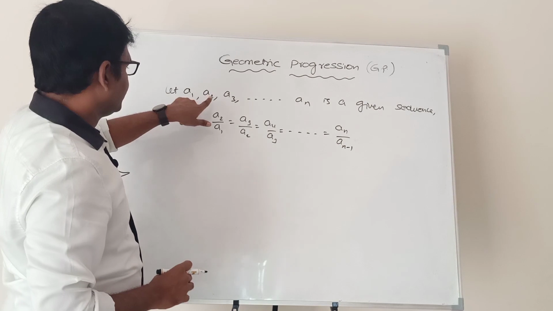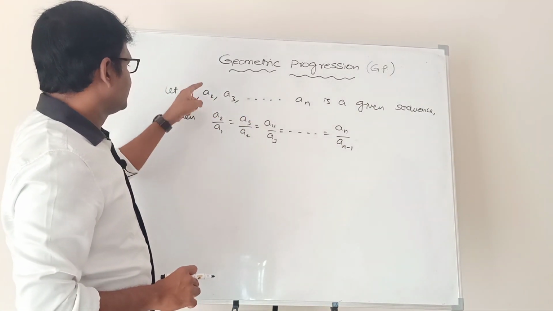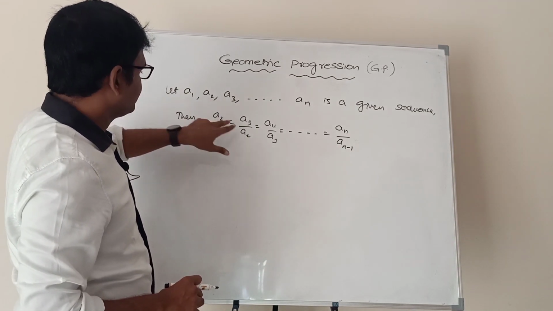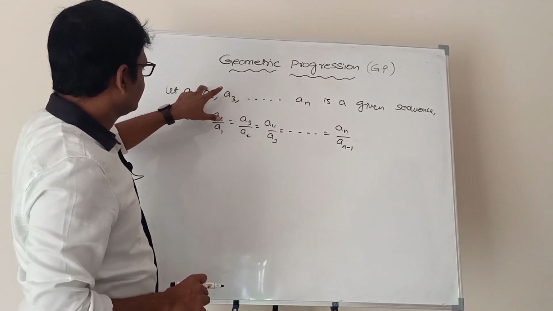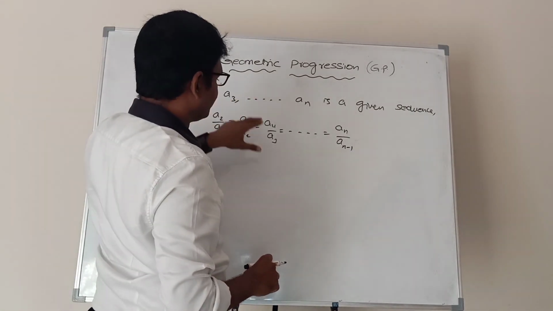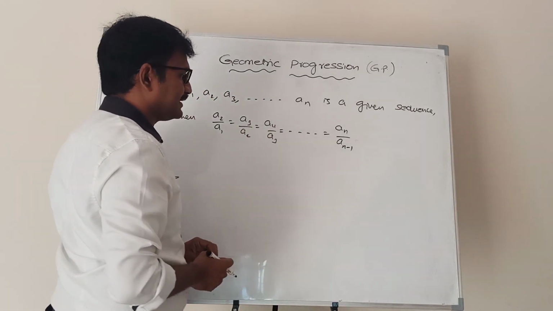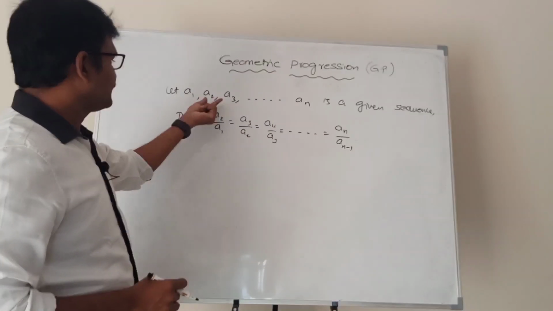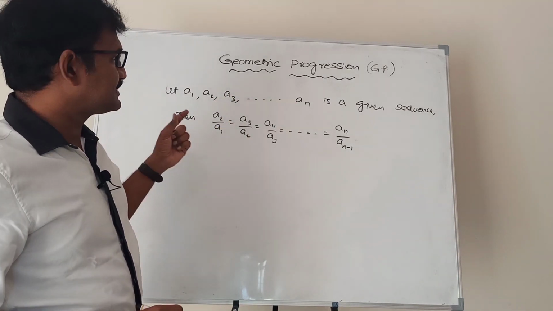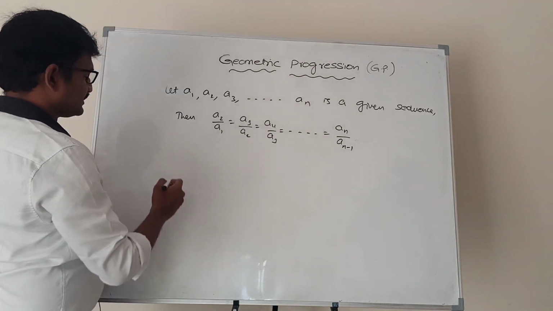See, A1, A2, A3, so on, AN is a given sequence. The ratio of the second term by the first term must be equal to the ratio of the third term by the second term, equal to the ratio of the fourth term by the third term. Similarly, so on, the ratio of AN by AN minus 1. If the ratio between two consecutive terms is the same, then that sequence is called a geometric sequence or geometric progression.